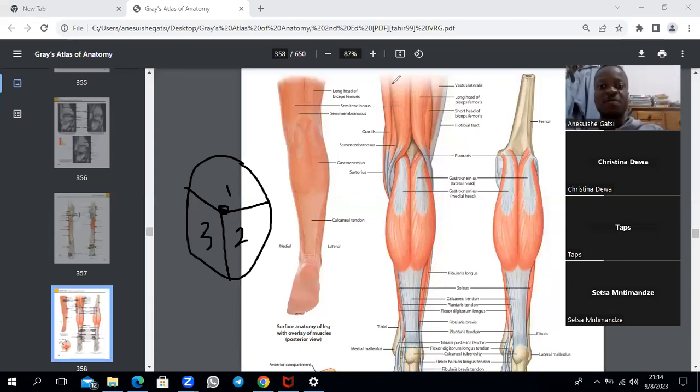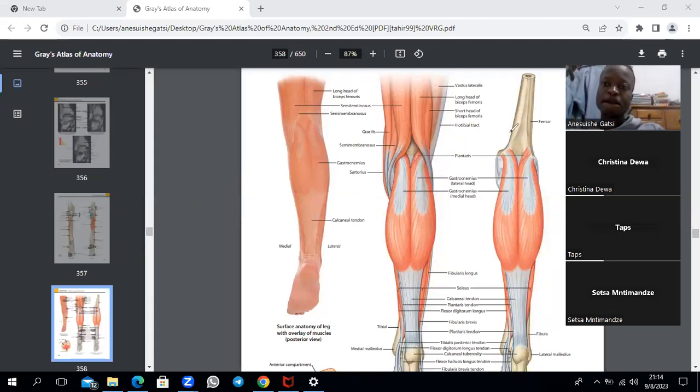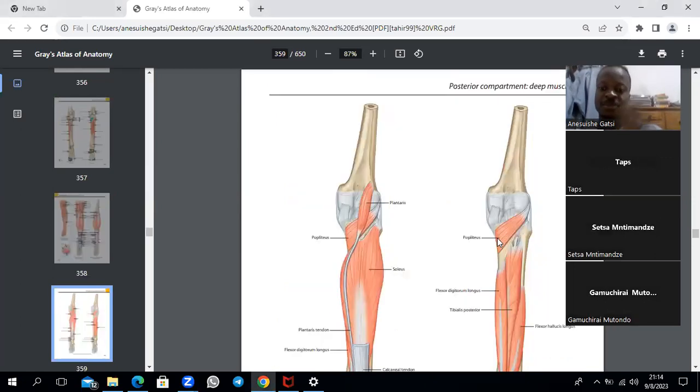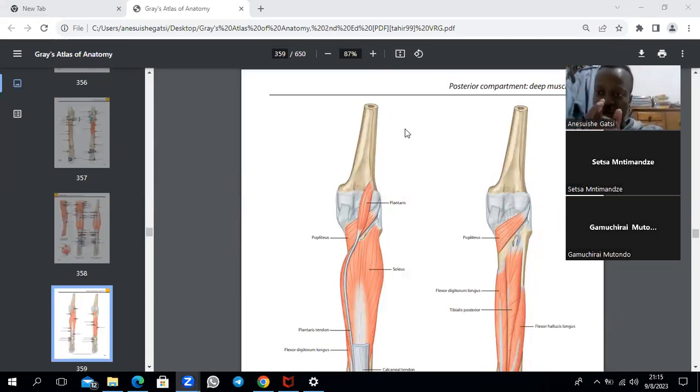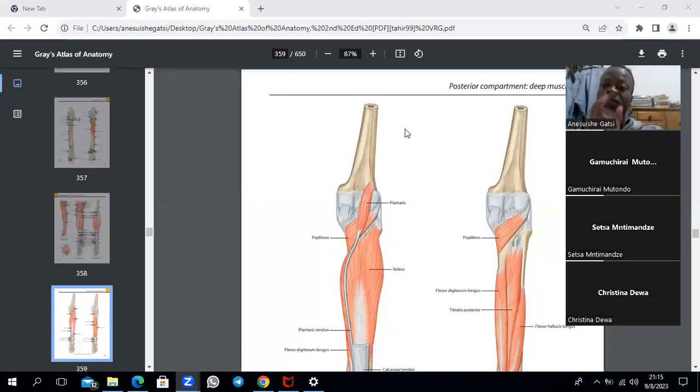So to make life easy for you guys, I'll generalize every compartment. Right. So we will generalize the nerve supply, the blood, the muscle function for every compartment, because these are things that are going to be similar. All the muscles in the anterior compartment have one innervation. All the muscles in the lateral compartment have one innervation. All the muscles in the posterior compartment have one innervation.